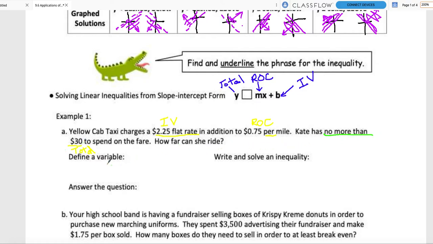What I need to do now is define a variable. Well, this tells me what I'm putting in: I'm going to put the number of miles in, and I'm going to get out what my cab fare charge is going to be, which is my total of $30. So in this case, x is going to equal the number of miles.